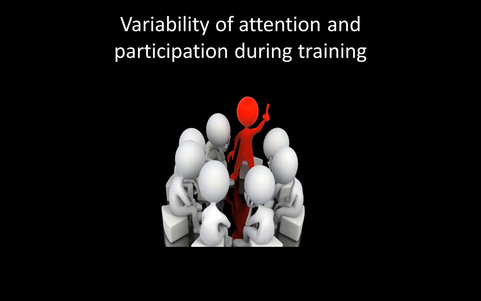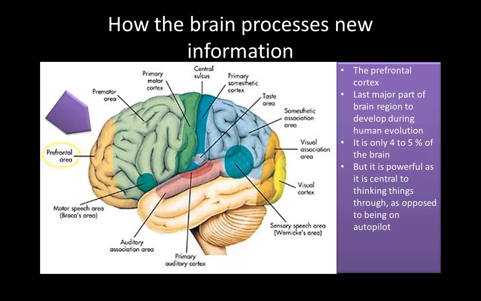Variability of attention and participation. Some people attend and they participate, but some people just sit on the edge. So with big classrooms and stuff like that, you just can't really get the knowledge truly transferred across. And part of the reason is the brain. Where the new processing takes place, it's a part of the brain that got left behind during evolution.